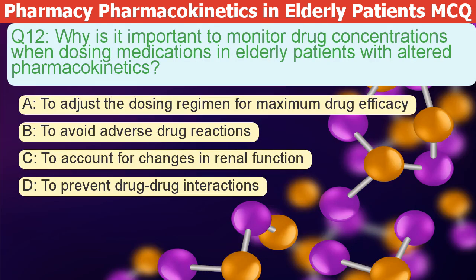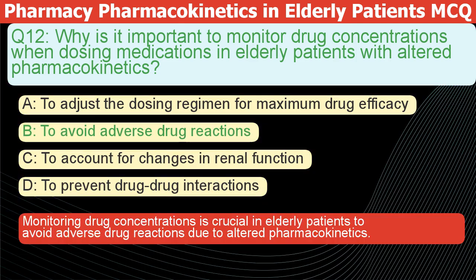Why is it important to monitor drug concentrations when dosing medications in elderly patients with altered pharmacokinetics? A. To adjust the dosing regimen for maximum drug efficacy. B. To avoid adverse drug reactions. C. To account for changes in renal function. D. To prevent drug-drug interactions. The correct answer is B. Monitoring drug concentrations is crucial in elderly patients to avoid adverse drug reactions due to altered pharmacokinetics.